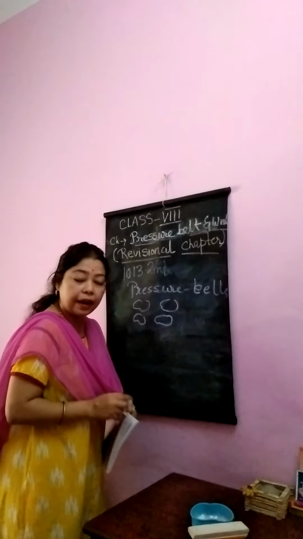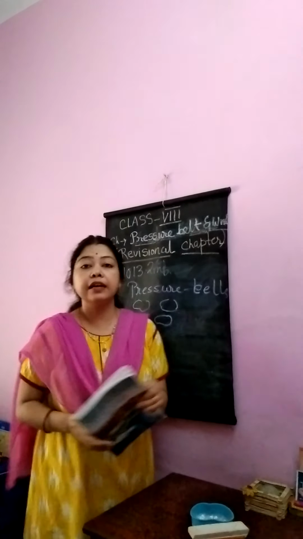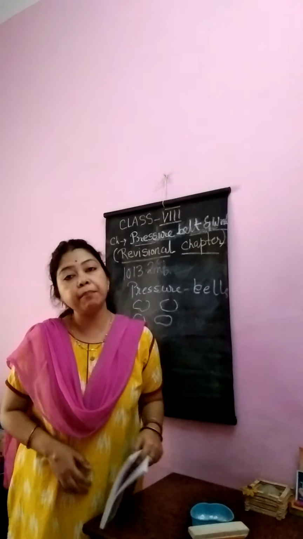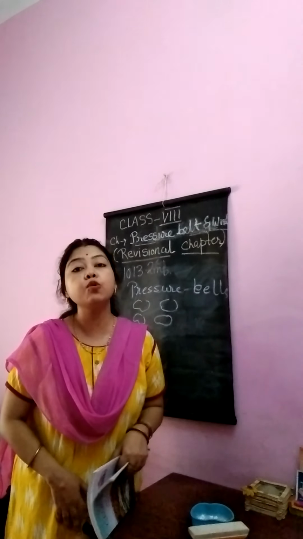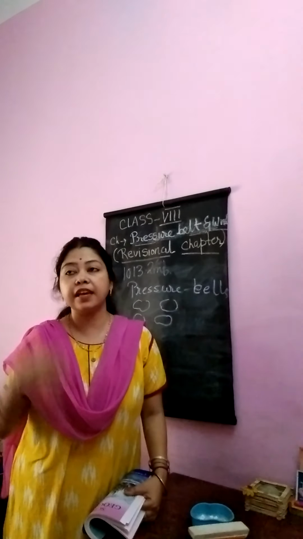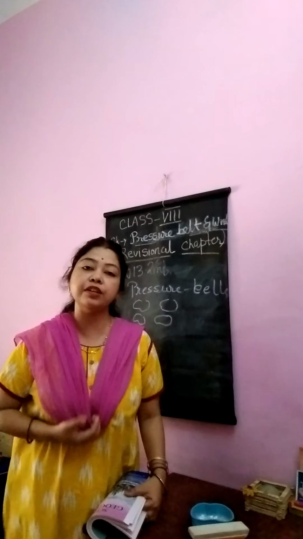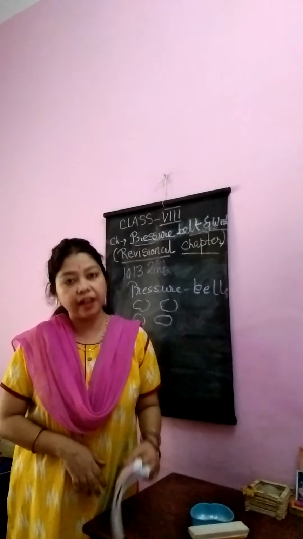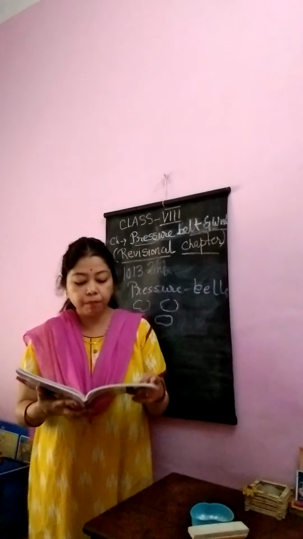Next is isobar. What is isobar? The imaginary line drawn on the map joining the places having equal pressure. The places experiencing equal pressure can be joined by an imaginary line known as isobar.